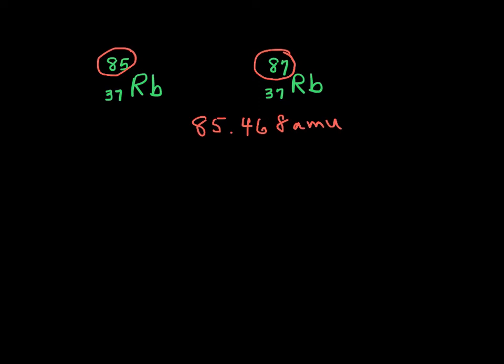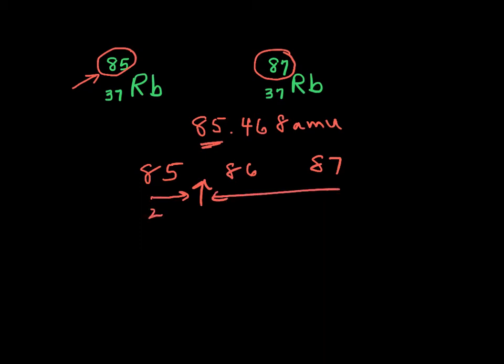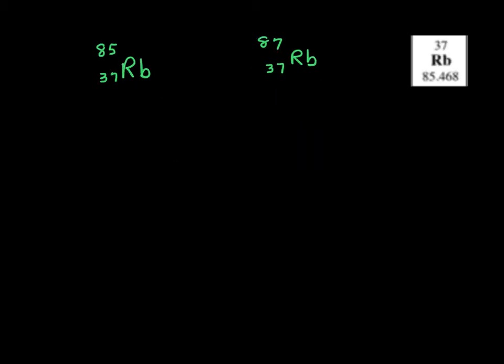AMU. So what do you think we have more of? Do you think we have more of the 85 or the 87? Well, since it's 85.468, we probably have more of the rubidium 85. We can do better than that even. We say 85, 86, 87. We're in here somewhere, and that's about 3/4 of the way. So there's probably going to be about 75% of this and 25% of this. Let's do the actual math and see what happens.